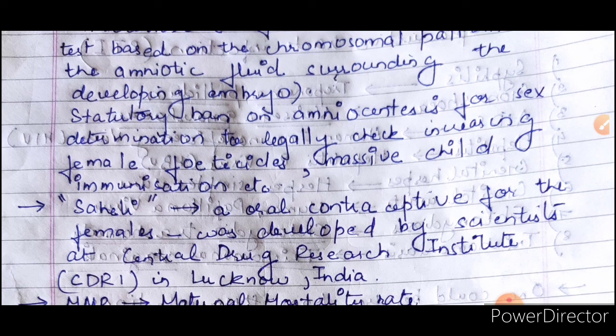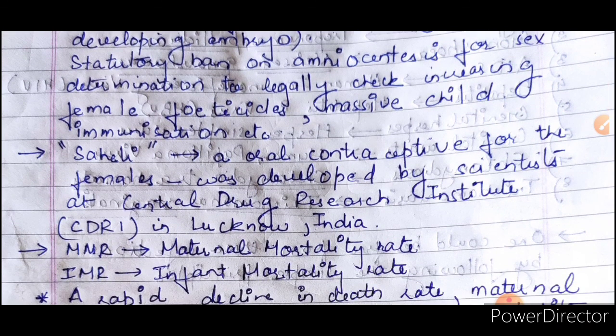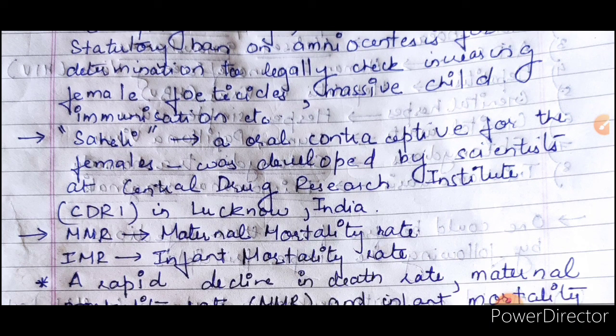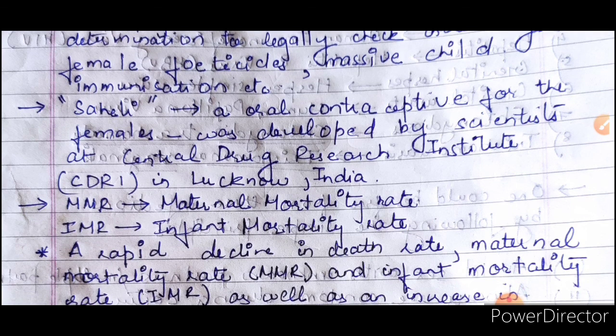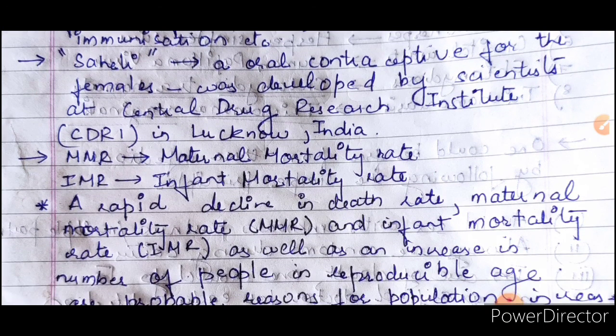Now, Saheli is a contraceptive pill which we have already discussed, and this was an oral contraceptive for females developed by scientists at the Central Drug Research Institute, that is CDRI, in Lucknow, India.